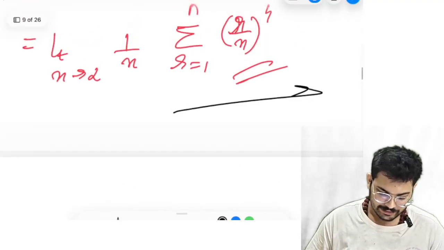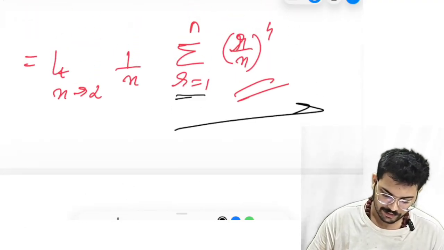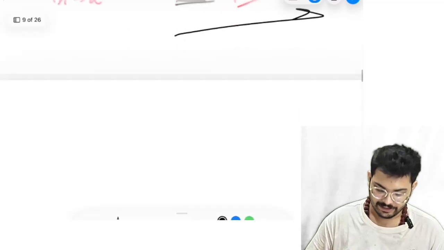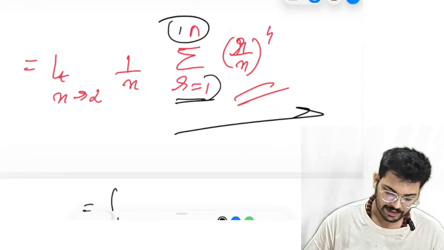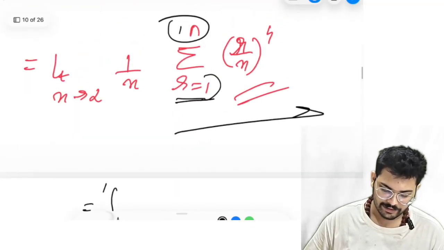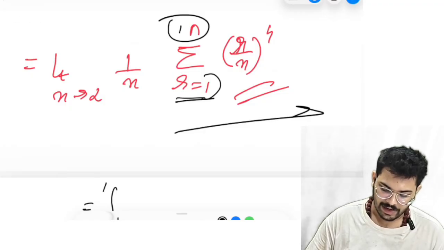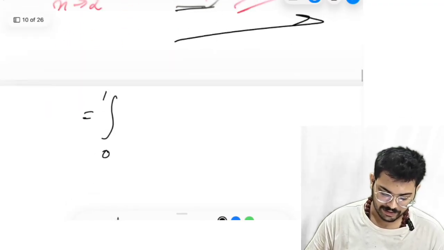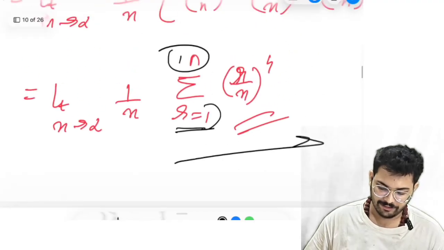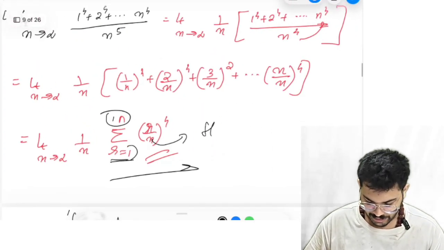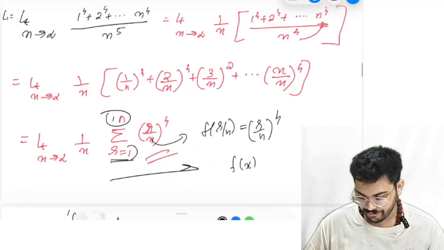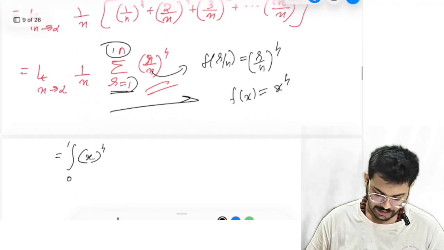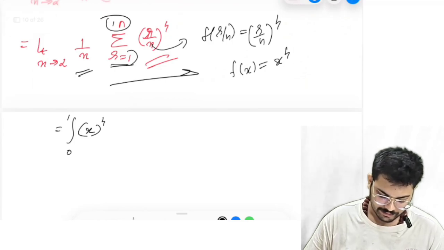So here it is varying from 1 to n, that is, a value will be equal to 1. Therefore, this can be written as integral 0 to 1, a will be 1. f of x will be r by n. This is r by n the whole raised to 4, that will be written as x the whole raised to 4. This is f of r by n, which is equal to r by n the whole raised to 4. f of x will become x raised to 4. And 1 by n can be replaced with dx.